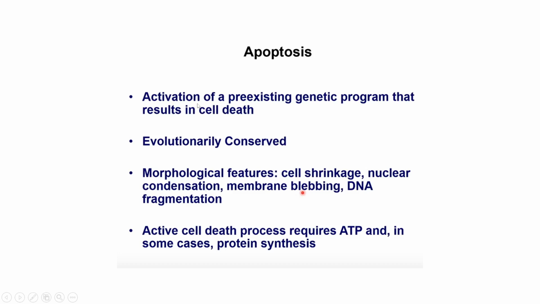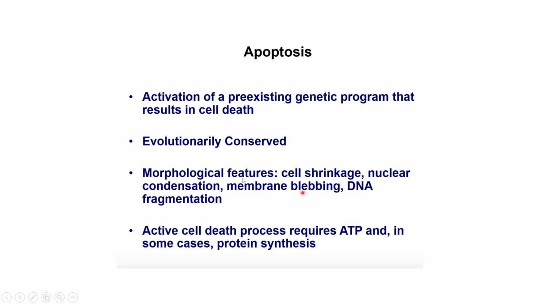So apoptosis is an activation of the pre-existing genetic program that results in cell death. Okay, and it is evolutionarily conserved. It is a pre-existing genetic program that is already present inside the genome. Okay, it is already governed when the apoptosis should be occurring inside the cells.